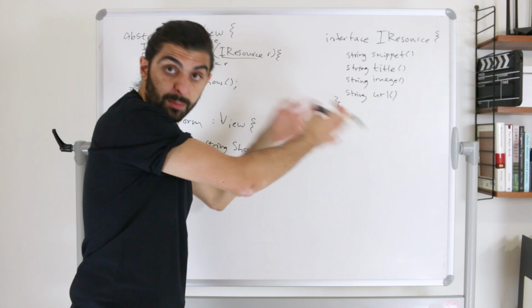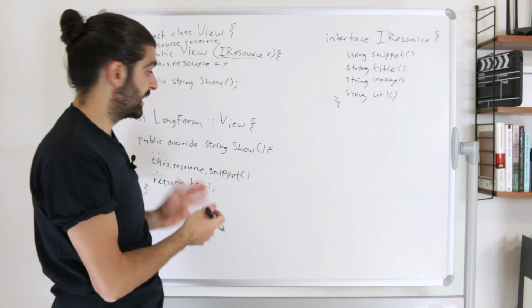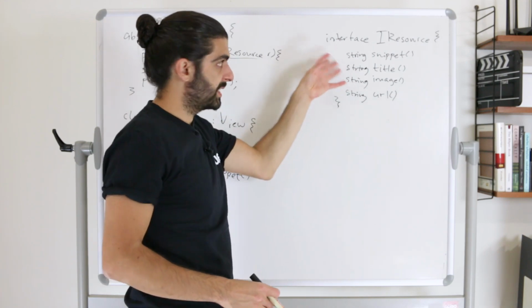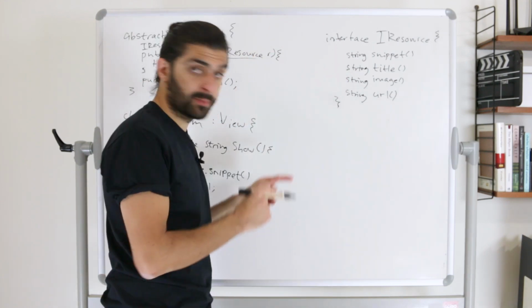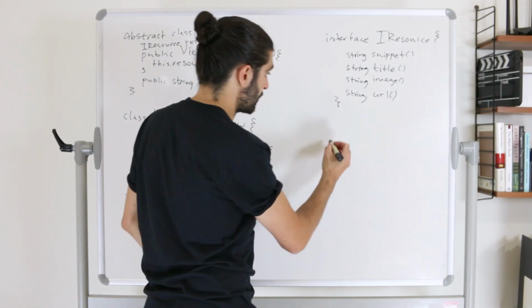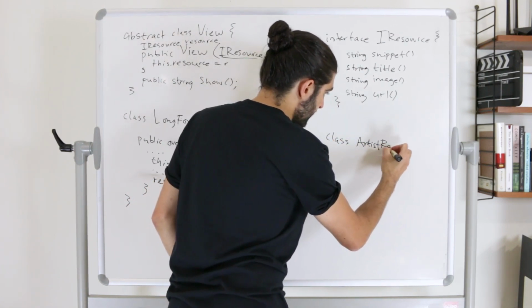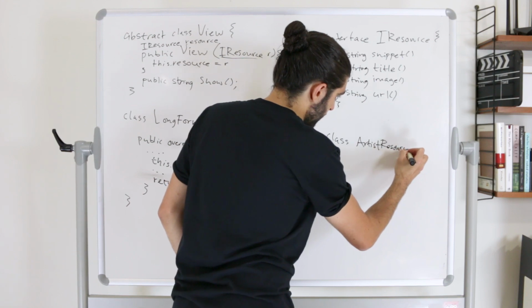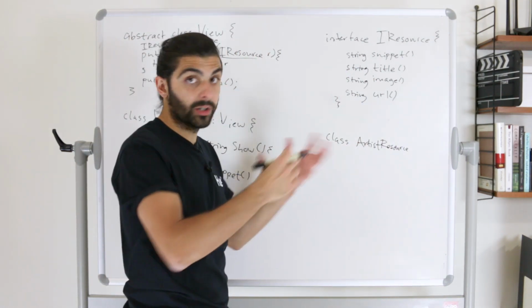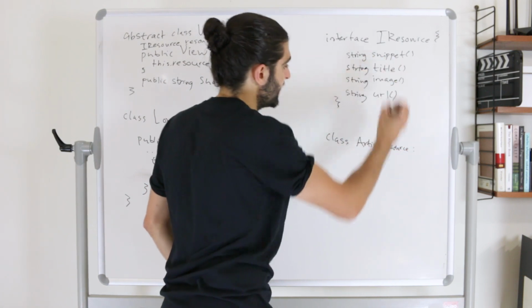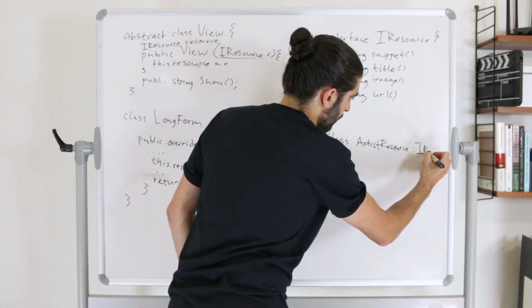So let's do the same thing on the implementation side as we did on the abstraction side. Let's only write a single concretion of this abstraction resource. And let's pick artist because we probably talked about that the most. So there's a class called artist resource. This time I'll specify resource just to make sure that we're not confusing it with any potential artist class. So an artist resource that implements the interface iResource.